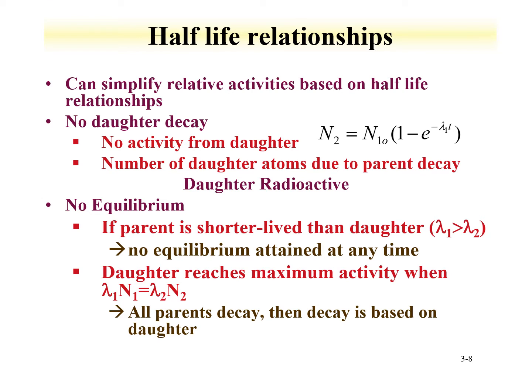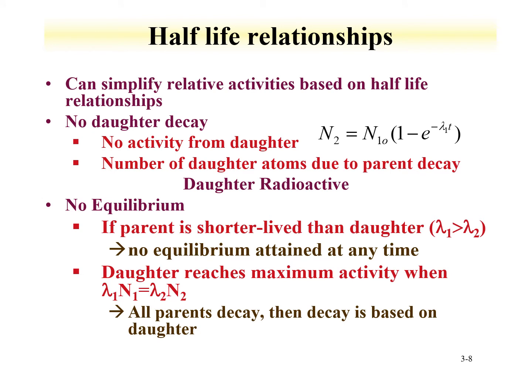So let's take a few conditions. For instance, the simplest one would be that there's no daughter decay. The number of daughter atoms is just due to the decay of the parent. Daughter atoms keep growing and the parent value keeps decreasing. So this is where if I had an isotope that was decaying directly into a stable daughter, that would be the case. And let's say if the daughter is radioactive, there's a few different cases where there's no equilibrium.